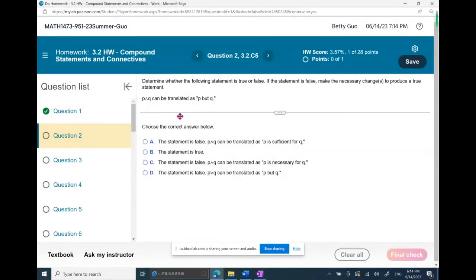P and Q can be translated as P but Q, or P yet Q, or even P nevertheless Q. They all mean the same thing.